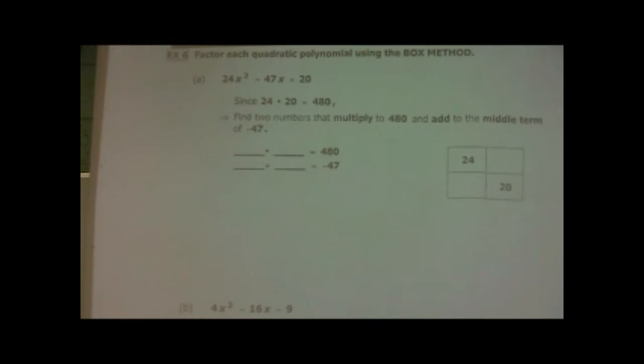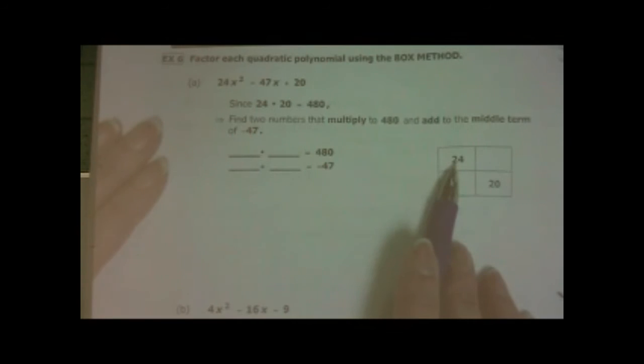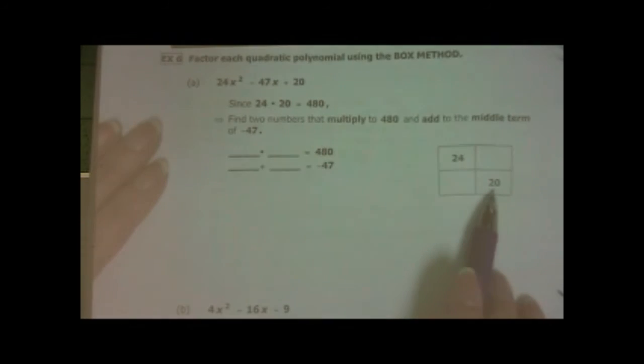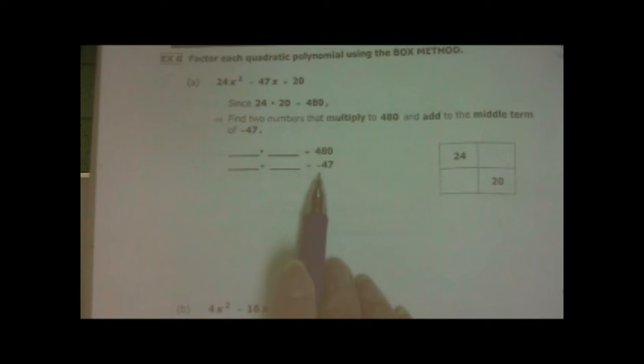Let's do another example. This one has some big numbers. So first of all, I've got 24x squared. Can you imagine trying to do guess and check on this? That would be terrible. So I'm going to put 24 here. It ends with plus 20, so the 20 goes here. I'm going to multiply those, and I get 480. My middle number is negative 47, so I need to find two numbers that multiply to 480 and add to negative 47. Well, if they have to add to a negative, then they're both going to have to be negative because they've got to multiply to a positive.